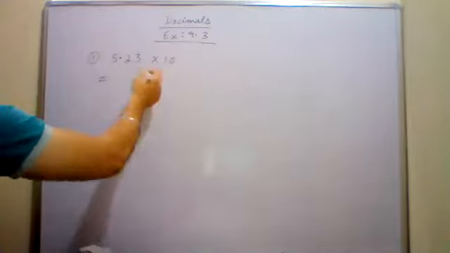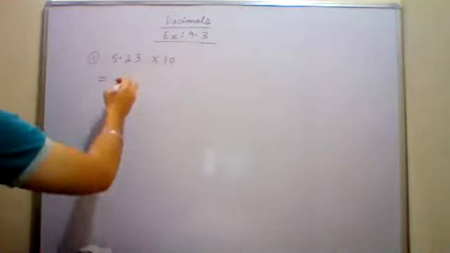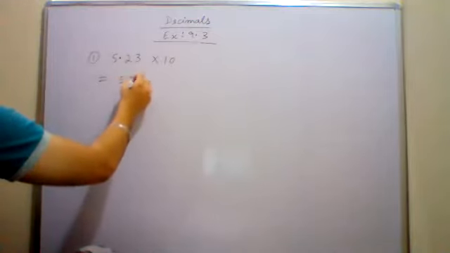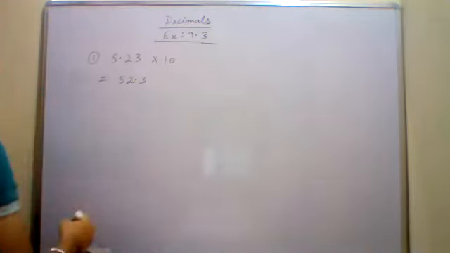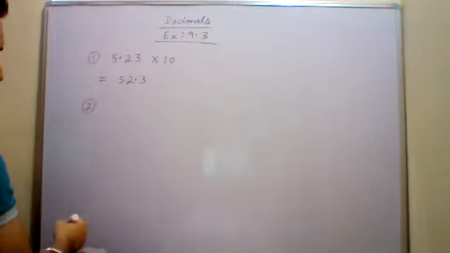Now in this case, we are multiplying the given decimal number by 10. 10 has only one zero, so it will just move one place to the right. So your answer will be 52.3. Okay, let's do the second one also.